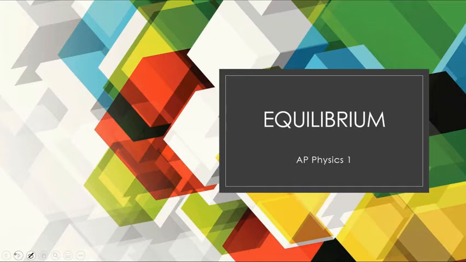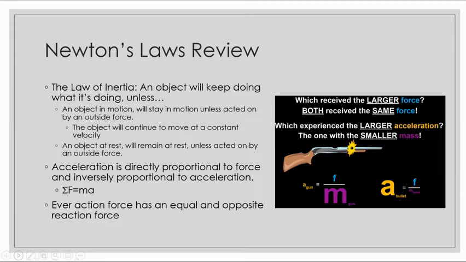We're going to first look at Newton's laws. There are three laws. The law of inertia: an object will continue doing what it is doing unless it's acted on by an outside force. So an object in motion will stay in motion unless acted on by an outside force. An object at rest will remain at rest unless acted on by an outside force.